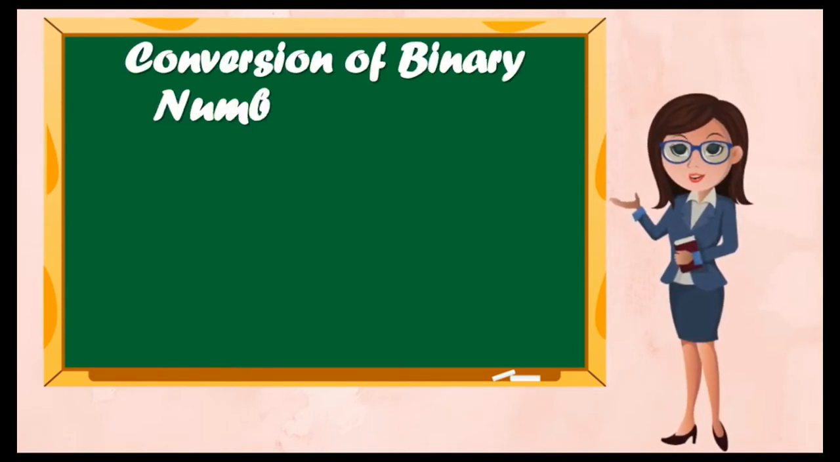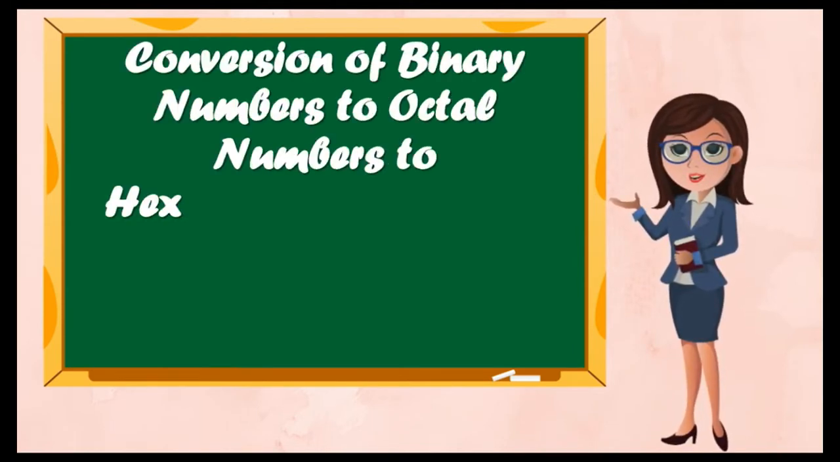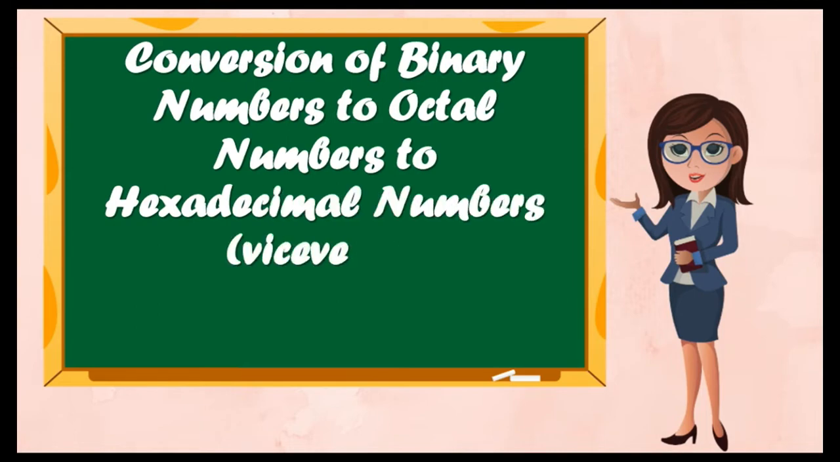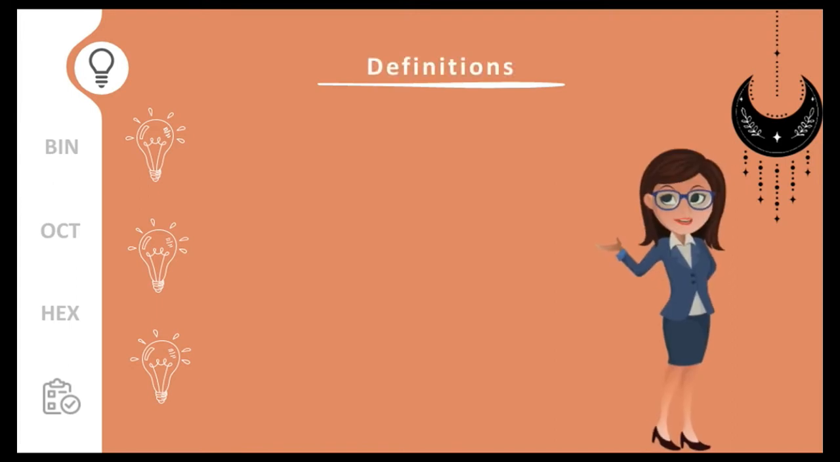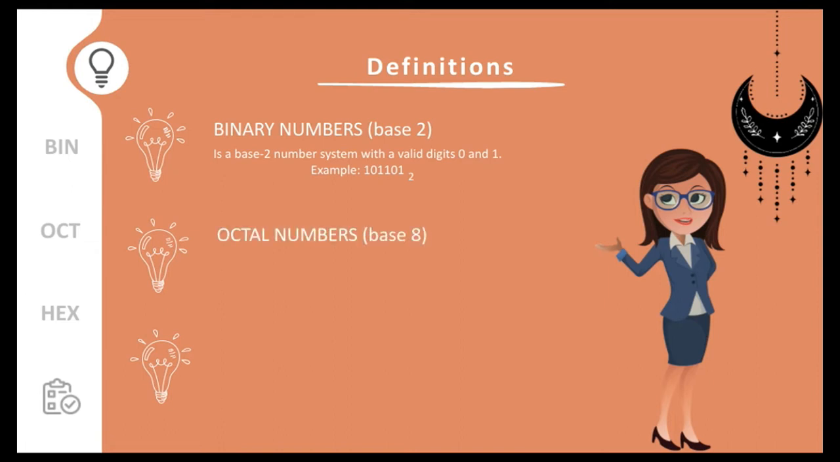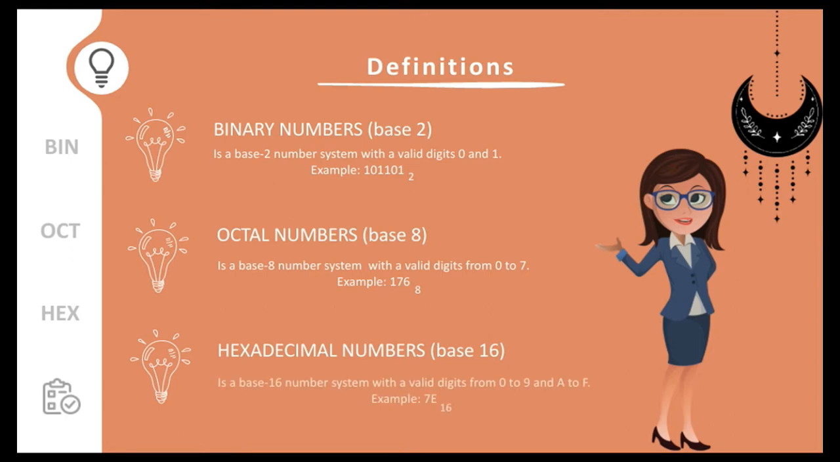Conversion of binary numbers to octal numbers to hexadecimal numbers and vice versa. Binary numbers is a base 2 number system with the valid digits 0 and 1. Octal numbers is a base 8 number system with the valid digits from 0 to 7. Hexadecimal numbers is a base 16 number system with the valid digits from 0 to 9 and A to F.